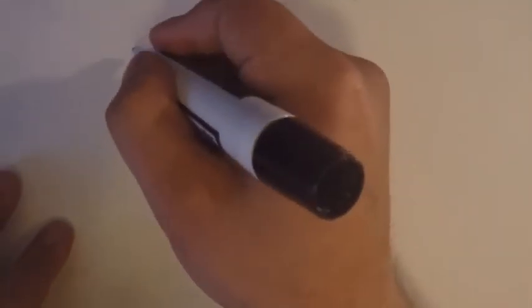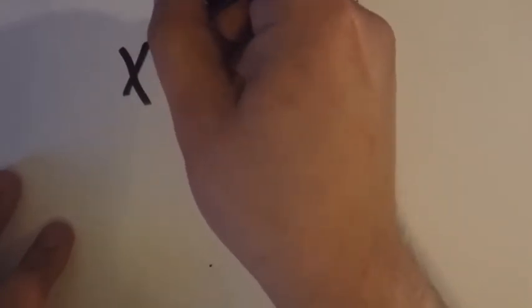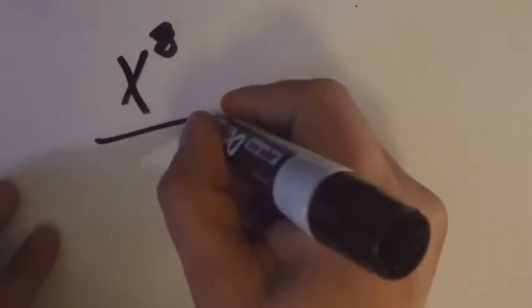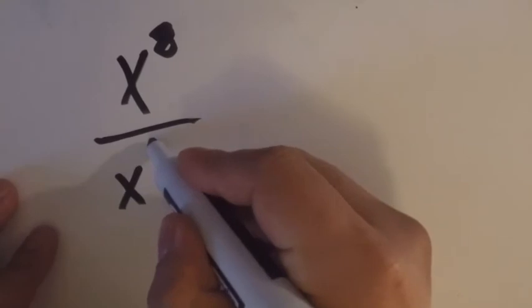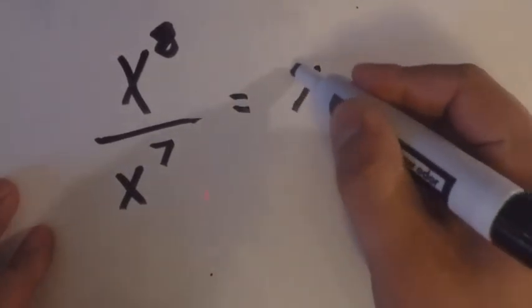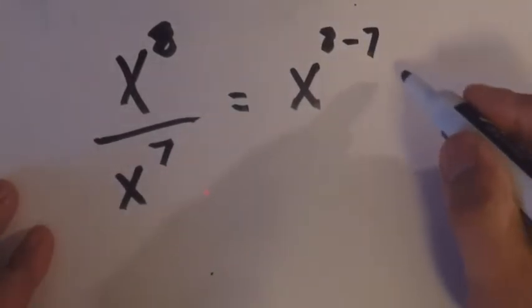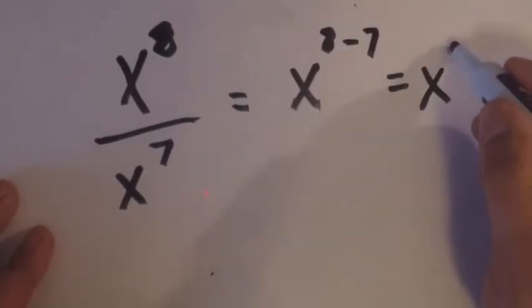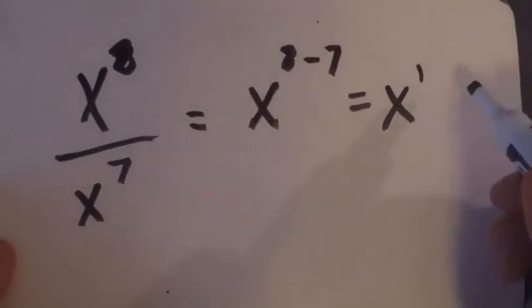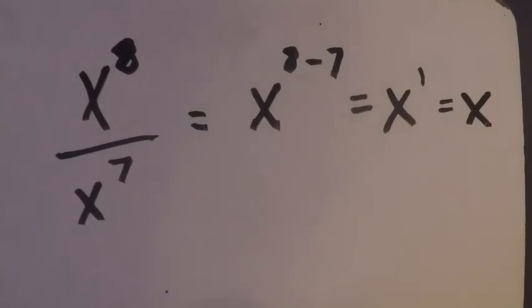So similar examples here. If we have x to the eighth divided by x to the seventh, we can write this out as x to the 8 minus 7, which is equal to x to the first, which again we can often just write as x because we do not write the exponent there if it is a 1.